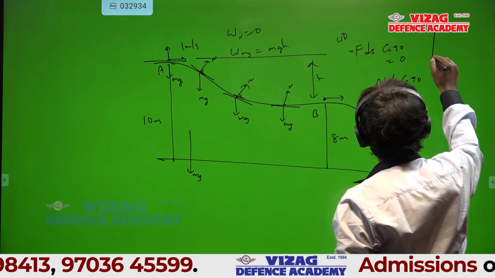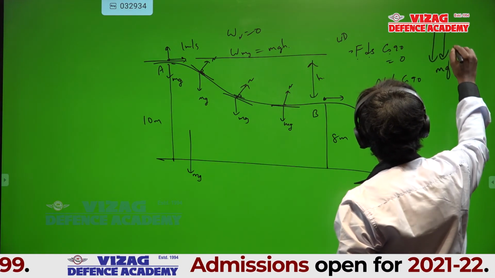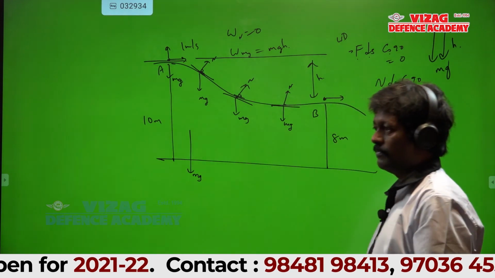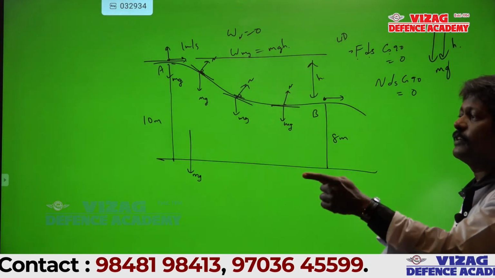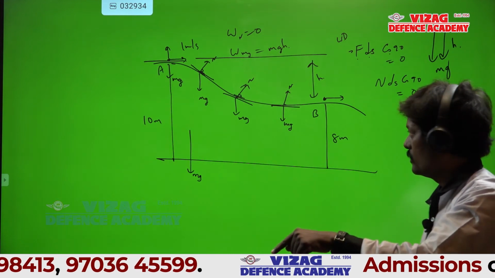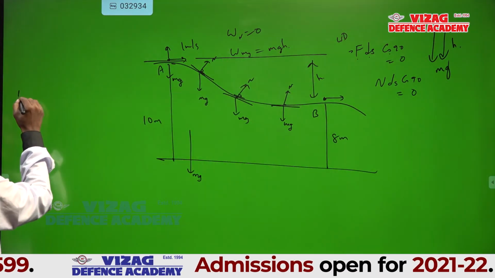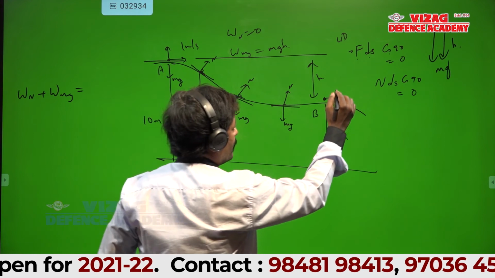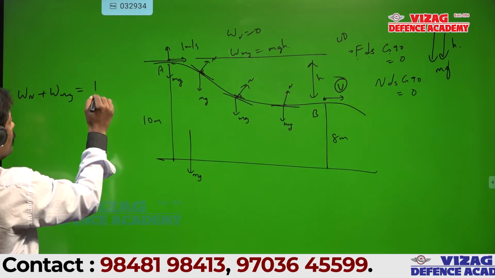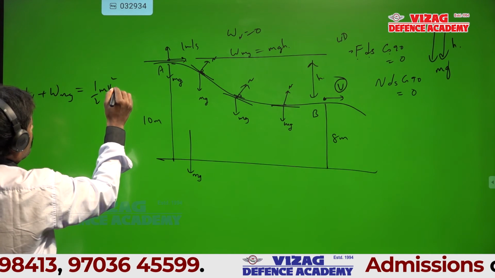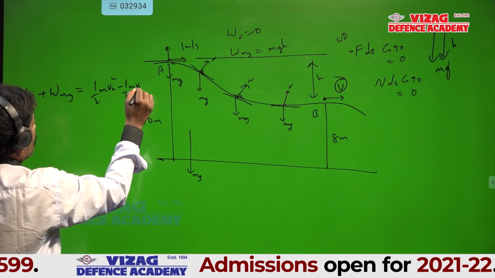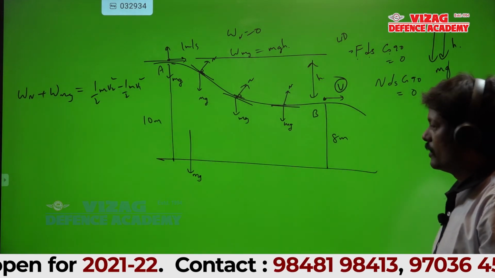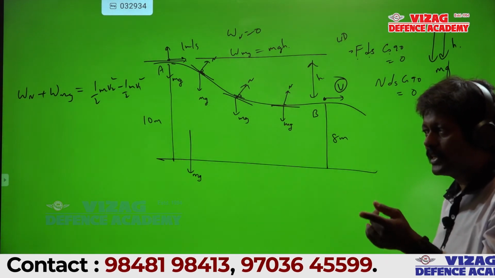So mg is down, displacement is down. Initial to final point, vertical displacement. I have taken vertical force, so you have to take vertical displacement. So mgh. Work done by normal reaction plus work done by mg equals change in kinetic energy. Here velocity is v. So half m v2 square minus half m v1 square. That is the work energy theorem. Work done by all forces equals change in the kinetic energy.